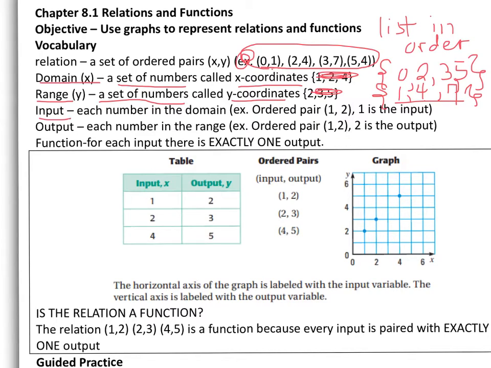The input means each number in the domain. So if we have an ordered pair, 1, 2, 1 is the input. For output, it's just each number in the range. So for the ordered pair, 1, 2, 2 is the output. And the word function just means for each input, there is exactly one output. I will stress the meaning of this word as we move on with the lesson.